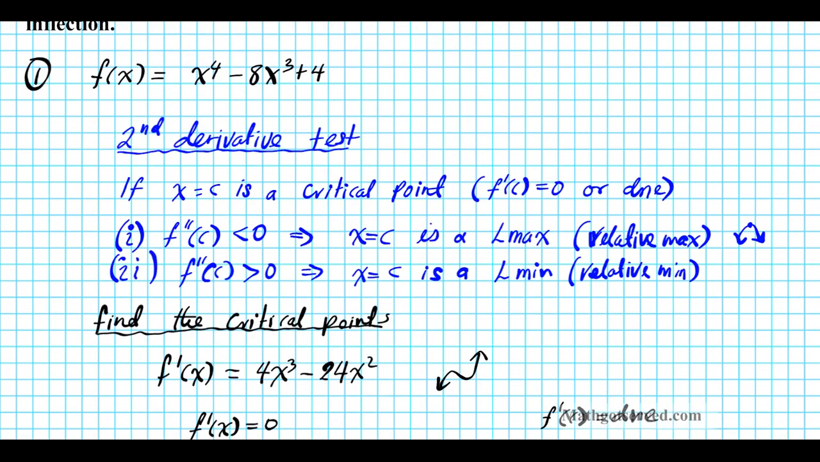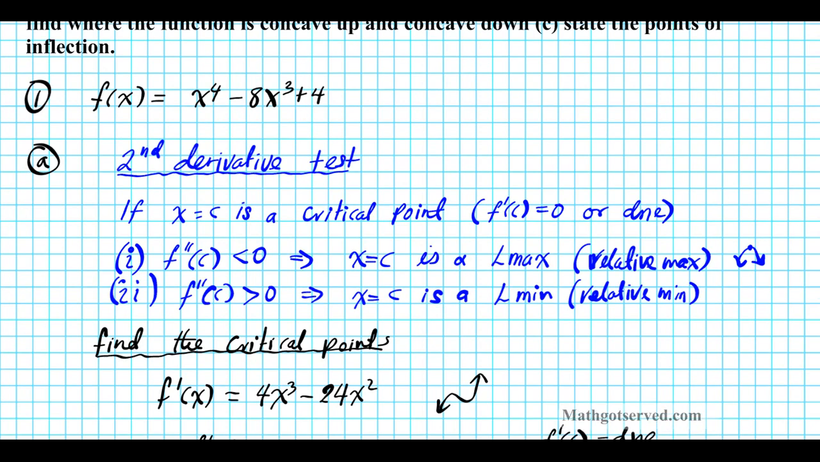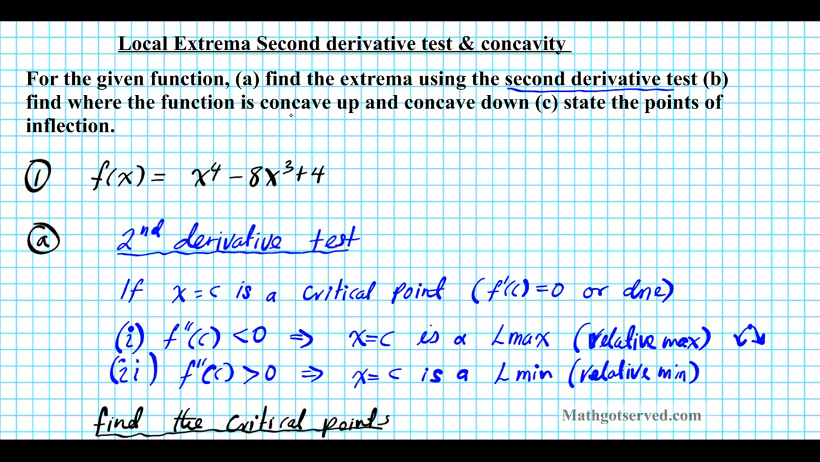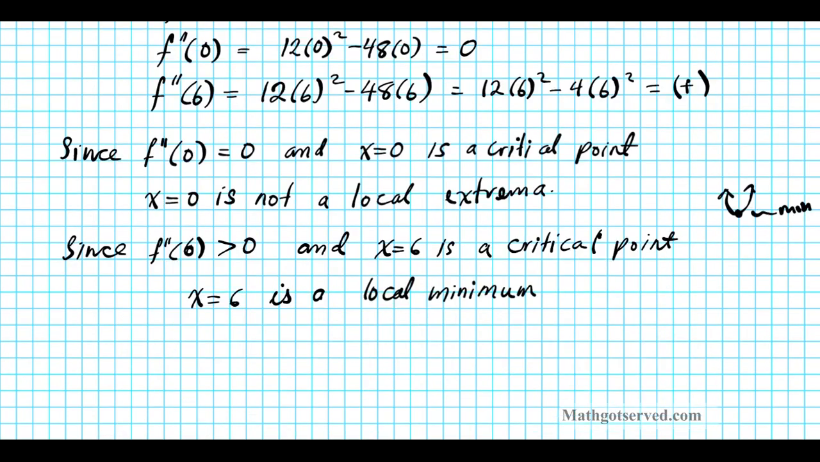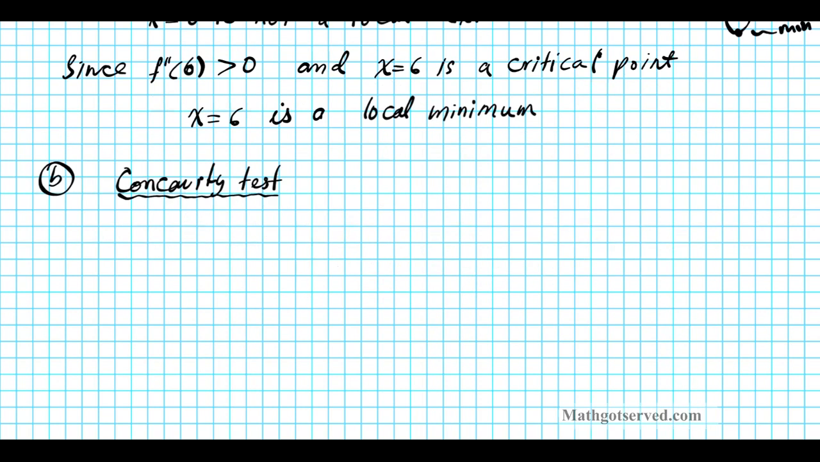Now we're going to shift our attention to the B part. What are we to do there? Let's go back to the question. Find where the function is concave up and concave down. So when is the function concave up or concave down? For the B part, we're going to be using the concavity test. So what is the concavity test? Let's go ahead and write down what the concavity test is.